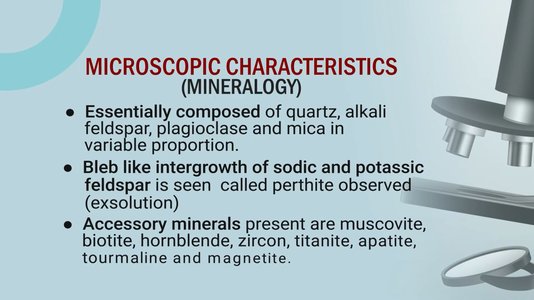Accessory minerals present include muscovite and biotite, which are both mica minerals. Then we have hornblende, which is an amphibole. We can have zircon, titanite, apatite, tourmaline and magnetite. Apatite in granites is usually known for its REE content, and titanite is also known to contain REE. Zircon, titanite and apatite, all three of these can be dated and we can know the age of the granites.